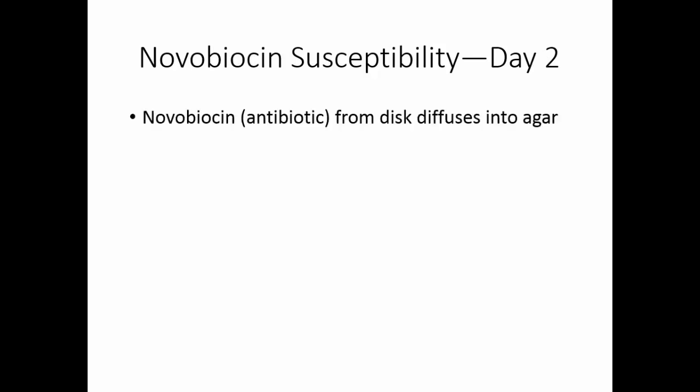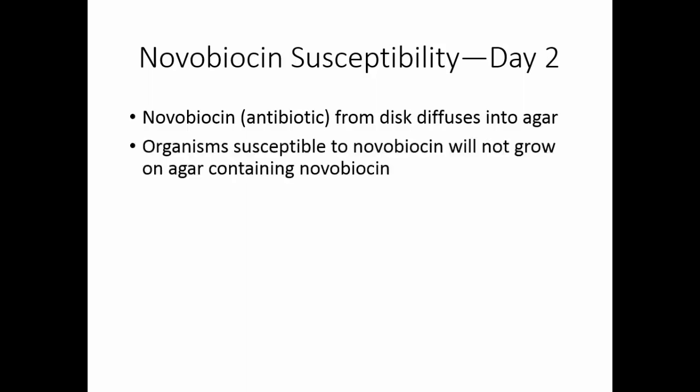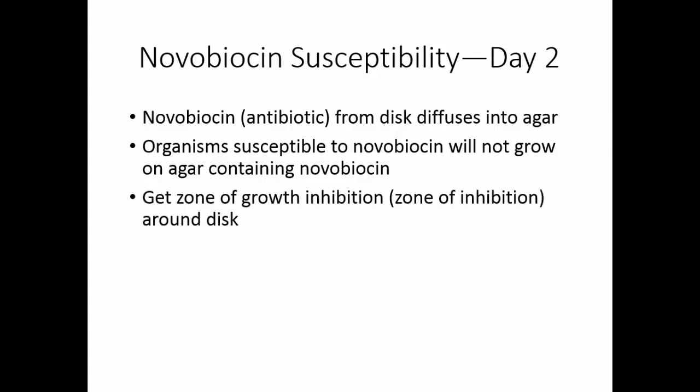After incubation, you will want to look at your novobiocin susceptibility plate. Novobiocin is an antibiotic, and that is what is in the disc that we put on the agar. The antibiotic will diffuse from the disc into the agar. If the organism is susceptible to novobiocin, it will not grow on the agar around the disc. You should get a zone of growth inhibition, or what we call a zone of inhibition, around the disc.